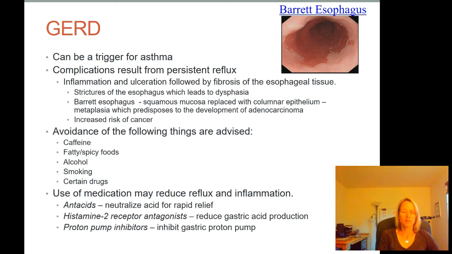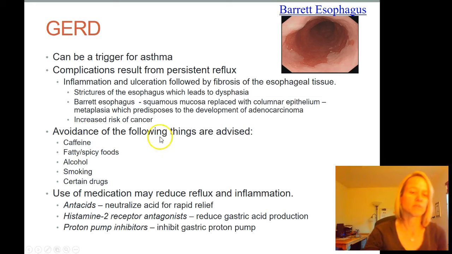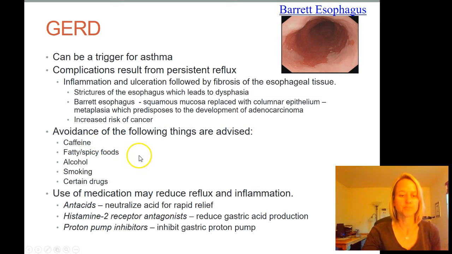Some things are to be avoided if you have GERD, such as caffeine, fatty and spicy foods. Some of the things are because we get more delayed gastric emptying. Alcohol, smoking, and certain drugs. I can't remember the reason for caffeine, but I believe it's because it can cause a little bit increased acid production.